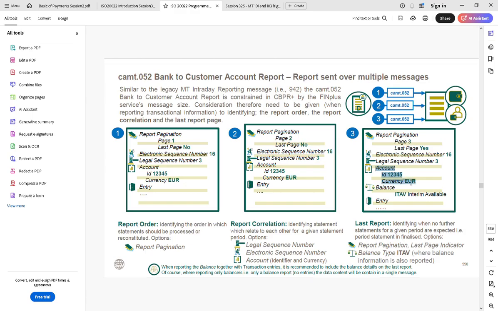And at the end, can you see the balance here? The balance is always there, but we have one more term, the interim available balance. So by the time, how much balance is available will be on the last page. The interim available balance is mentioned.